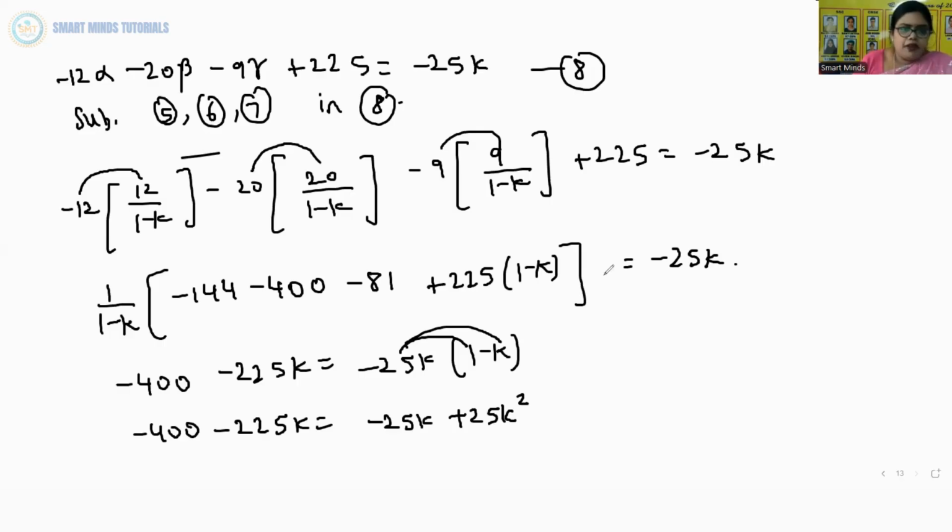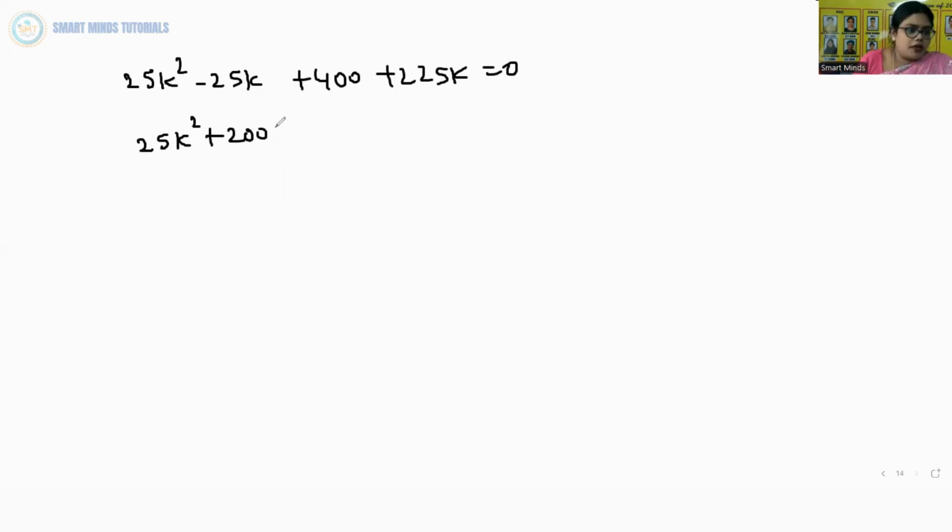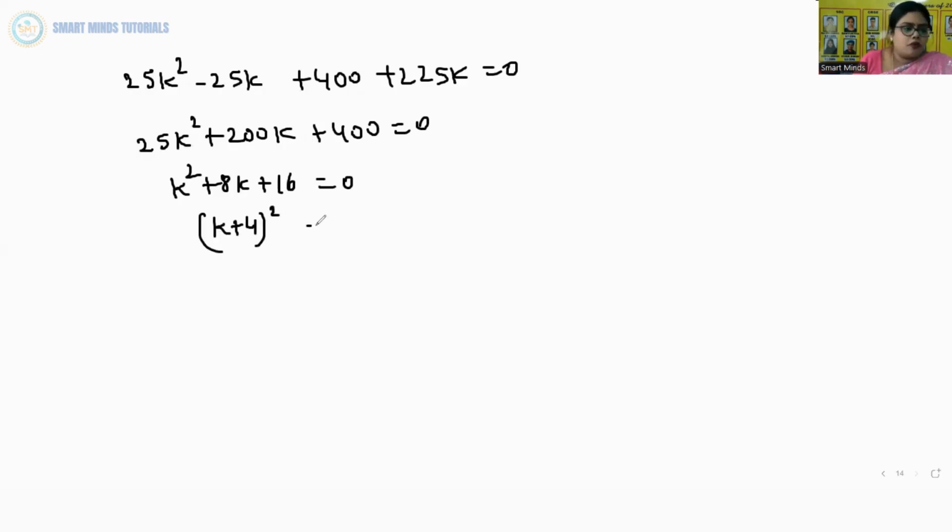Now how to simplify it further? Bring all terms to one side. So you will get 25k square minus 25k plus 400 plus 225k equals to 0. So you get 25k square plus 200k plus 400 equals to 0. So k square plus 8k plus 16 is equal to 0. So this is k plus 4 whole square. So you get k plus 4 is equal to 0 and k is minus 4.